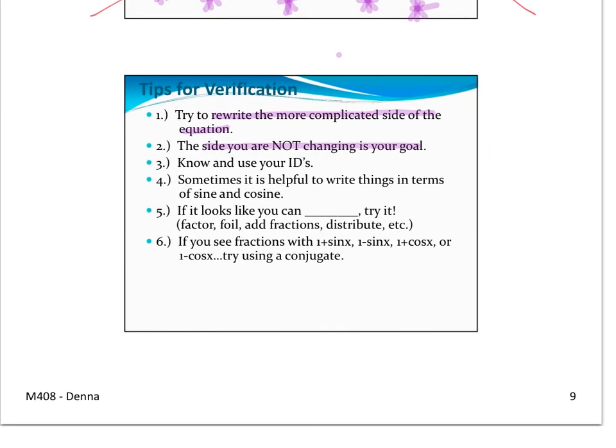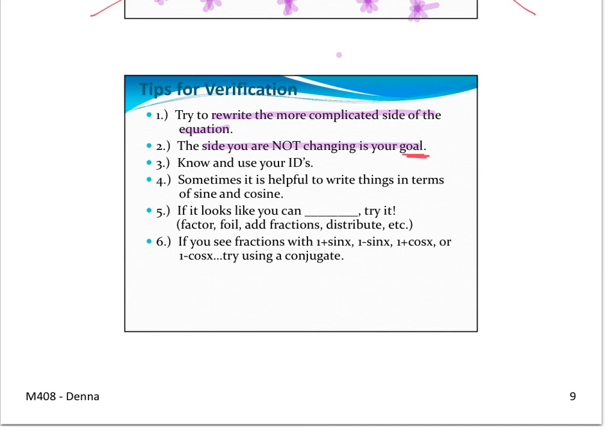Some tips that we talked about is that we always want to rewrite the more complicated side of the equation first. It's a lot easier to take something that is messy and clean it up than it is to take something that has already been simplified and try to make it more complicated. Once you have figured out the harder side of the equation, then the side that you are not changing is your goal. You are going to leave it alone and try to make the other side match it.